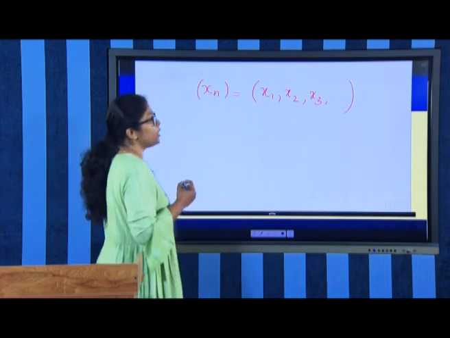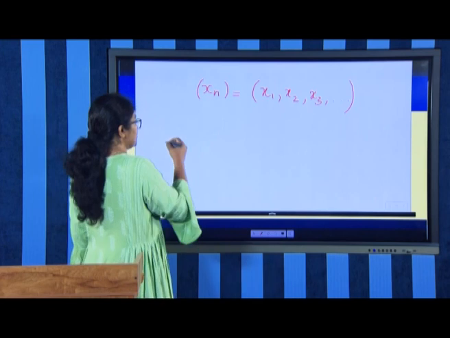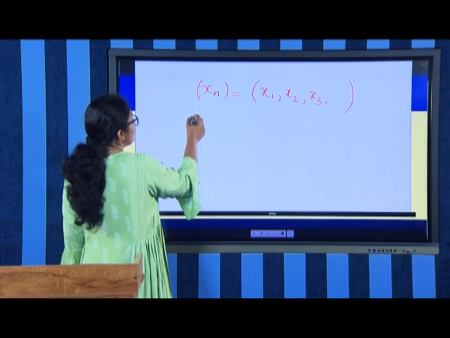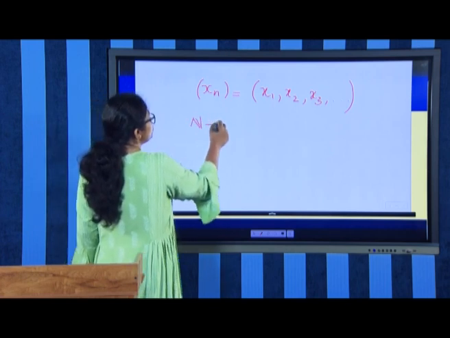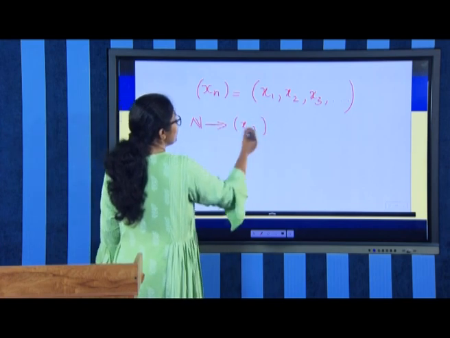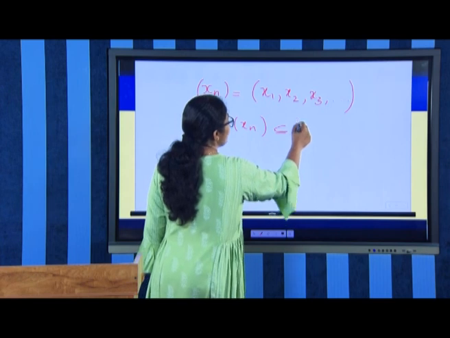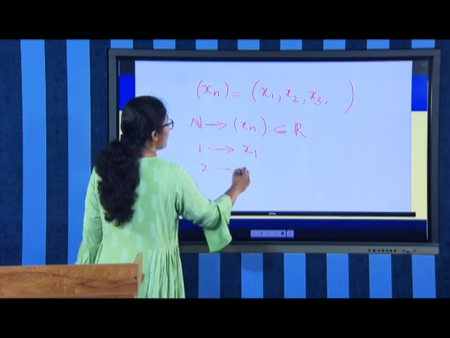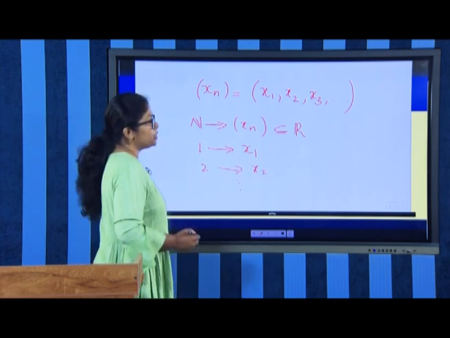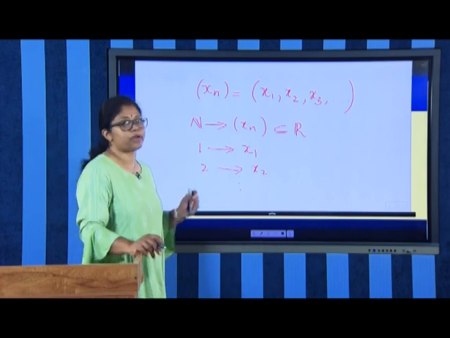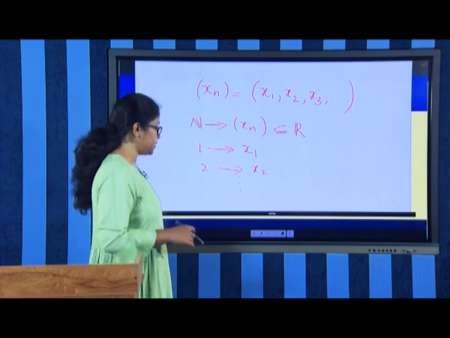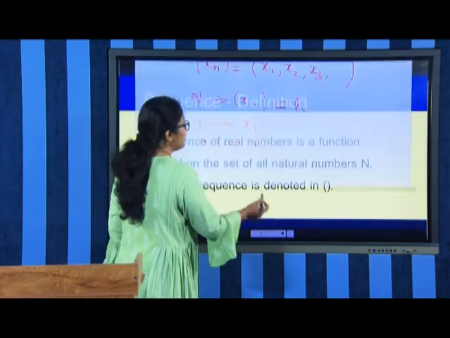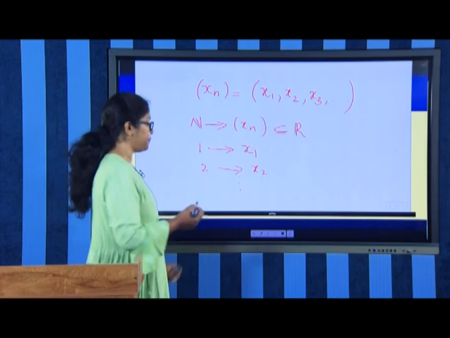This is the usual notation for a sequence of real numbers, because we can consider it as a function from the set of all natural numbers N to the sequence xn, which is a subset of R, where 1 is mapped to x1, 2 is mapped to x2 and so on. That is why we treat this as a function from the set of all natural numbers to the set of all real numbers, and it is usually denoted inside single brackets. This is the usual notation for the sequence xn.